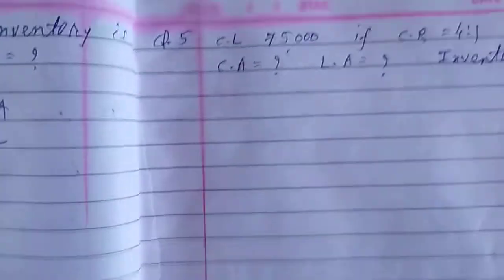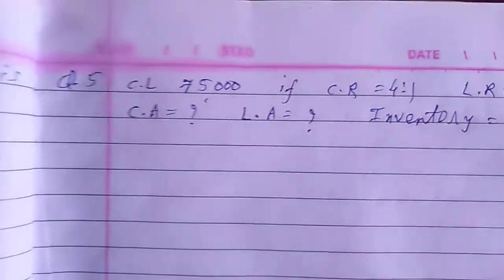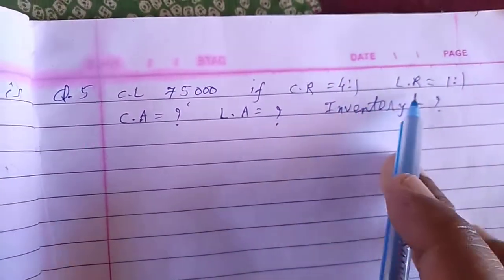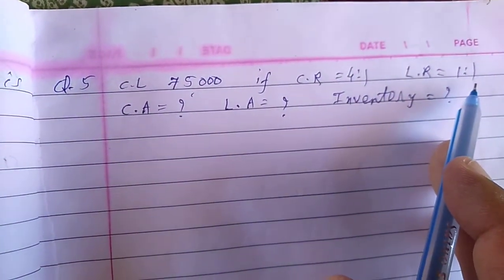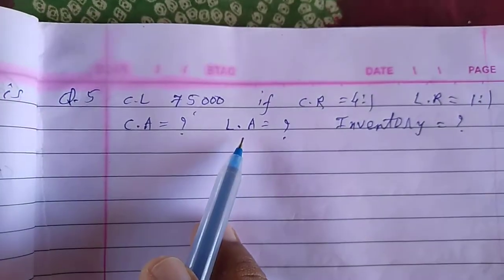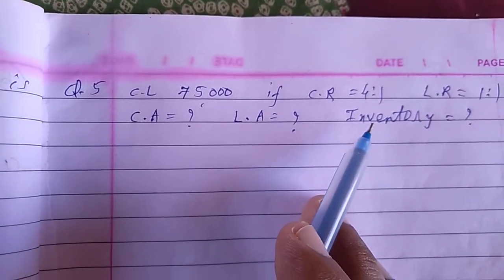Now another sum, number 5 from the textbook. Current liability 75,000 is given. If current ratio is 4 is to 1 and liquid ratio is 1 is to 1, then what do you have to find? Current asset, liquid asset and inventory. All these three things you have to find.